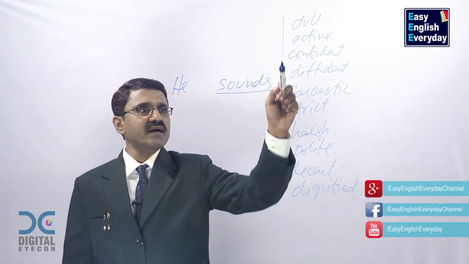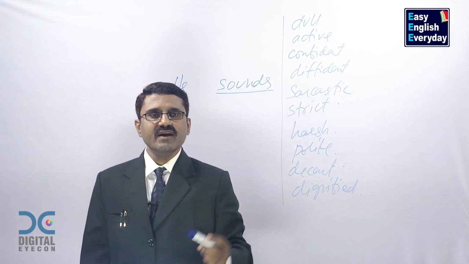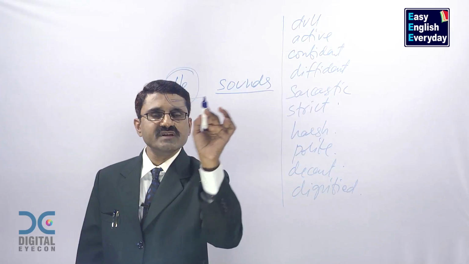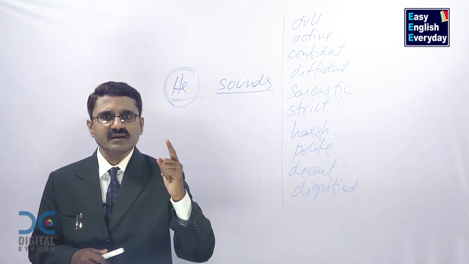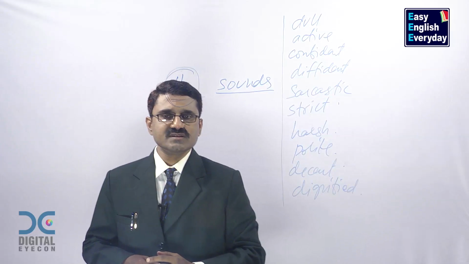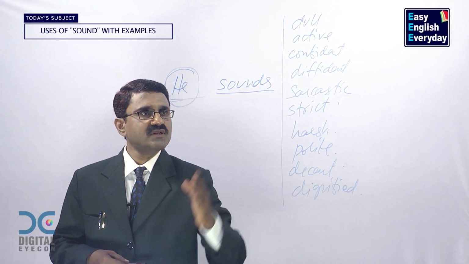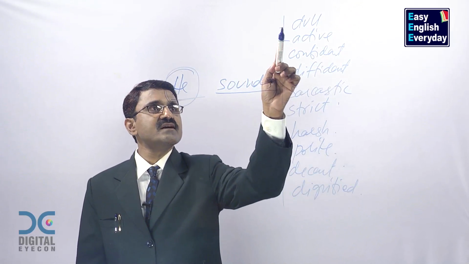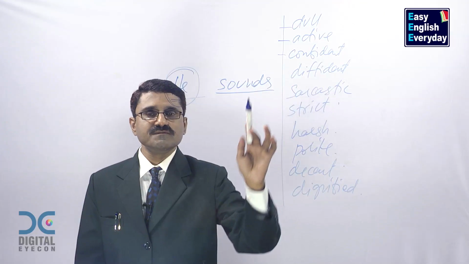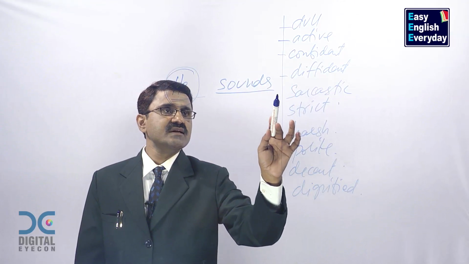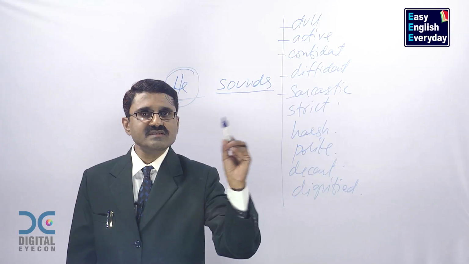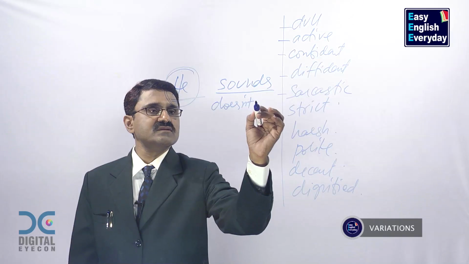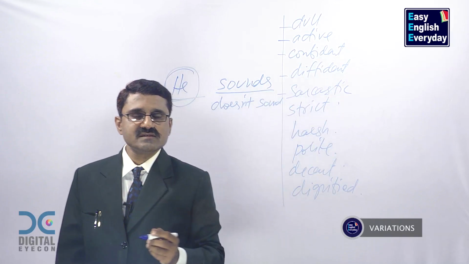So all these are my opinions which I have made after listening to the talk of this person. I like him. He sounds confident. Let us appoint that person. He sounds confident. He sounds active. He sounds dull. He sounds diffident. He sounds sarcastic. Now this example you can use again in negative form. He sounds dull. He doesn't sound dull.